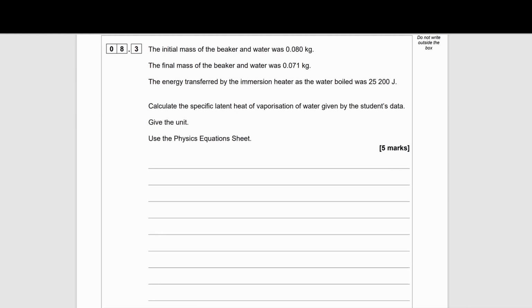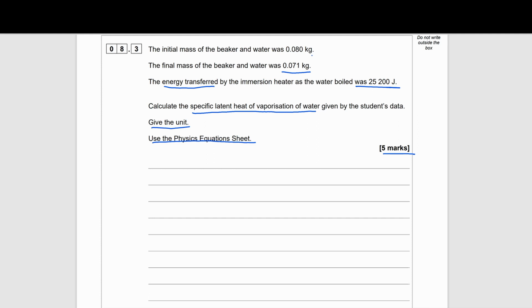8.3. The initial mass of the beaker and water was 0.080 kilograms. The final mass of the beaker and water was 0.071 kilograms. The energy transferred by the immersion heater as the water boiled was 25,200 joules. Calculate the specific latent heat of vaporization of water given by the student's data. Give the unit. Use the physics equation sheet. 5 marks.